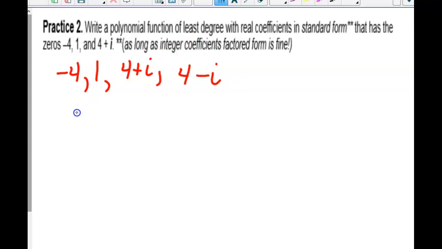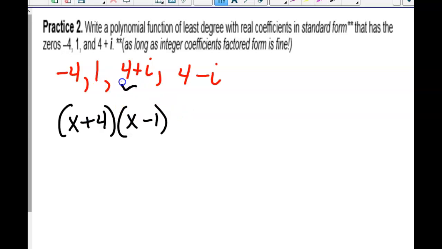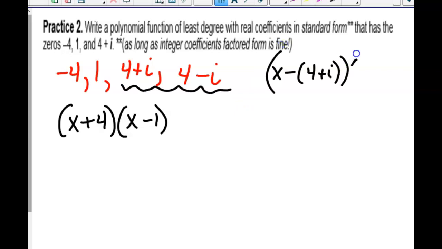Okay. Now, I need to write those as factors. So -4 becomes x plus 4, 1 becomes x minus 1. Now, what do you want to do with those? Do you want to write them as x minus the quantity 4 plus i, and then x minus the quantity 4 minus i, and go ahead and FOIL it all together after you distribute the negatives? Or do you want to use the shortcut?